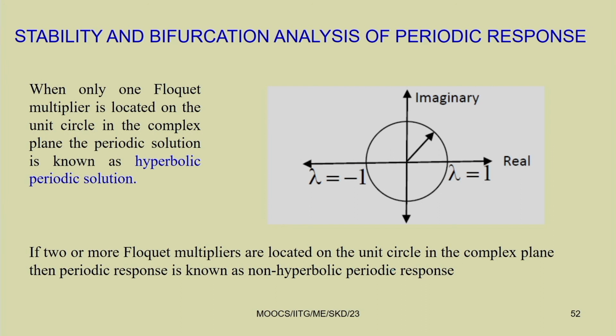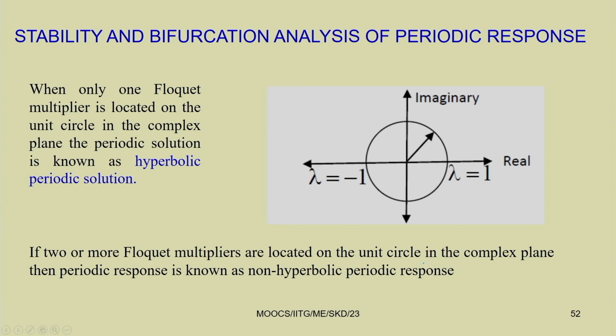Taking this transition curve, we can plot the parametric instability region. I have already shown one such parametric instability region in the case of a base excited cantilever beam. When one of the Floquet multipliers is located on the unit circle in the complex plane, the periodic solution is known to be a hyperbolic periodic solution. Depending on the degrees of freedom, we can have a number of Floquet multipliers.